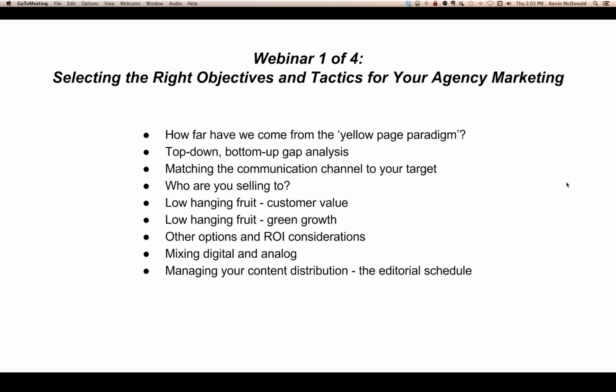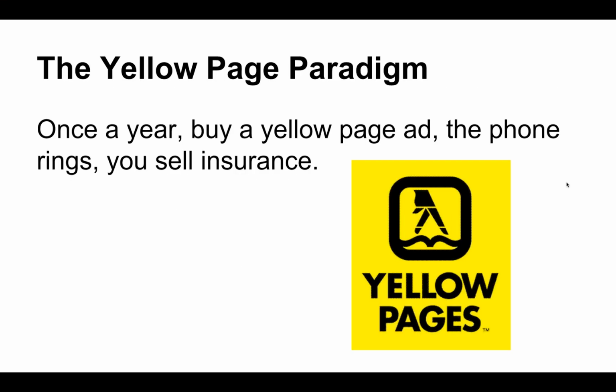Matching the communication channel to your target. Who are you selling to? That's going to be different for each of you. We'll look at some low-hanging fruit, both in the customer growth area, developing your book of business, as well as the green growth area. So a couple of other options and ROI considerations, and then mixing things together, how you put the plan together, your editorial schedule, and those kinds of things. So with that, let me go to the next slide here.